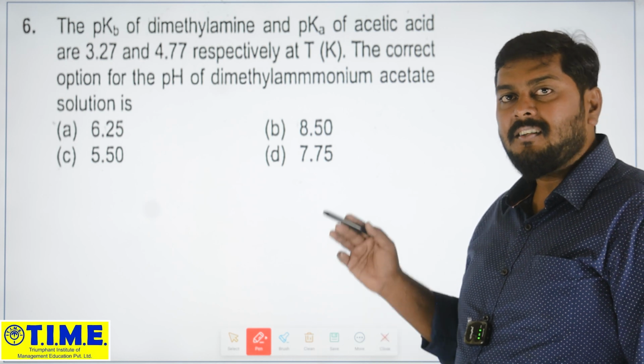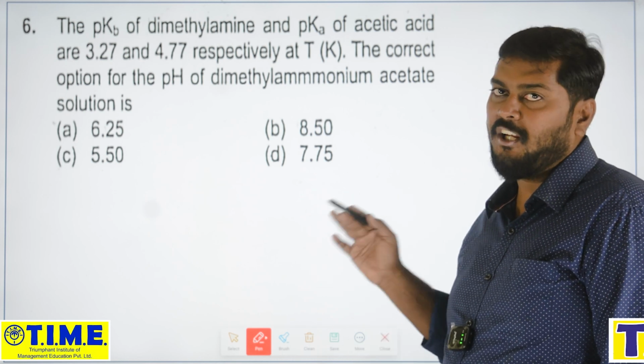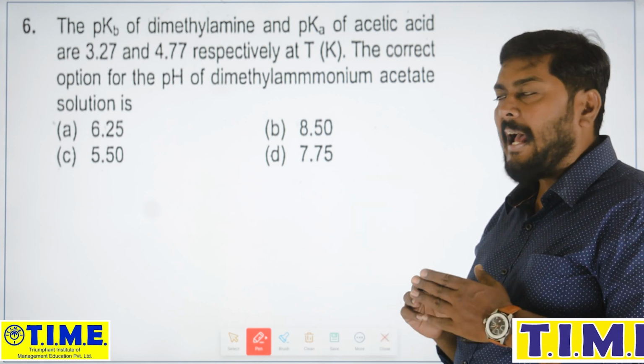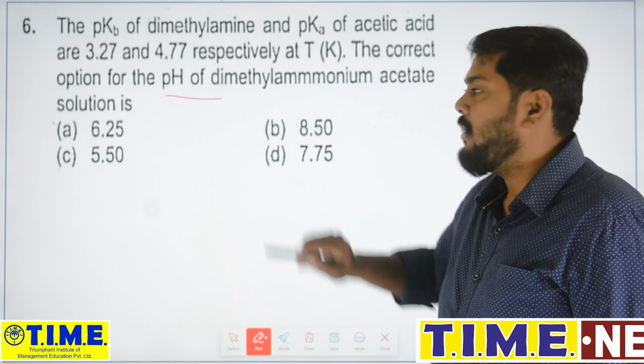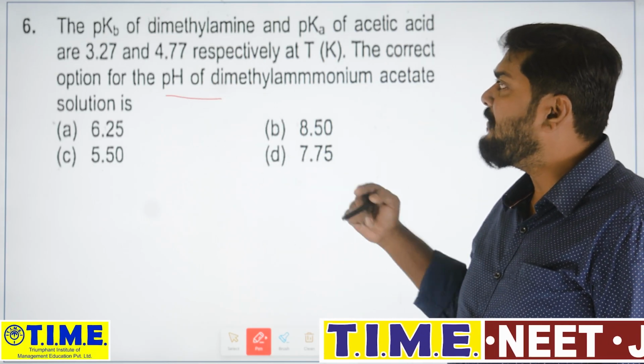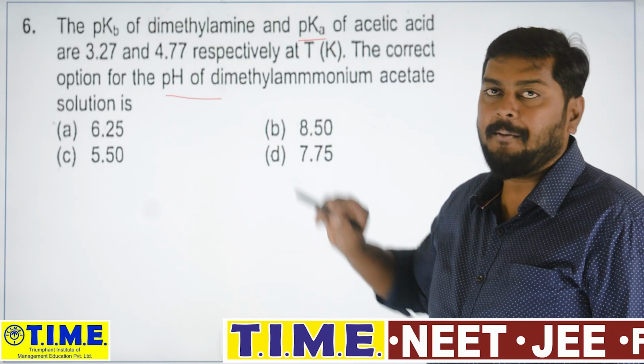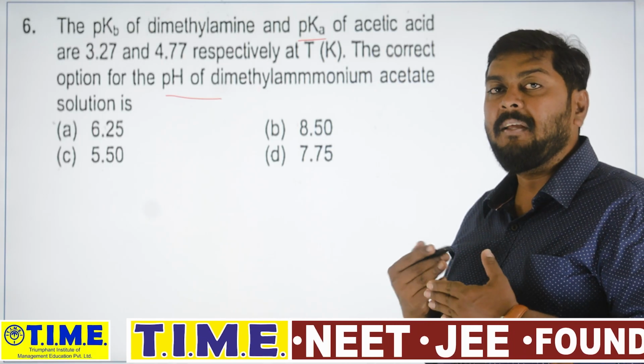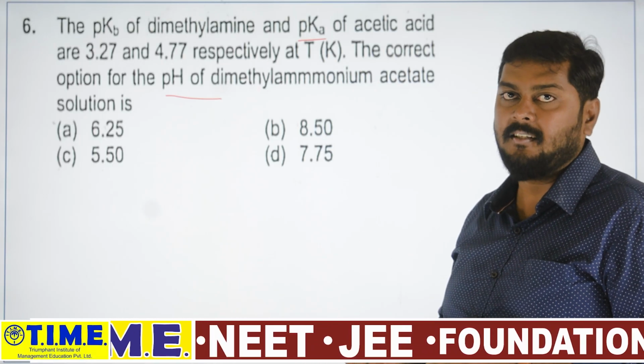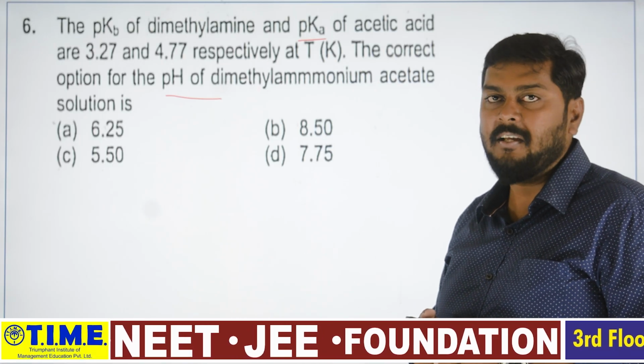See this question, children. It is really an interesting question from the unit equilibrium, right? Okay, so we are asked to calculate the pH of a solution. We are given pKa and pKb. What is pKa and what is pKb? pKa is nothing but your weak acid and pKb is your weak base, right?